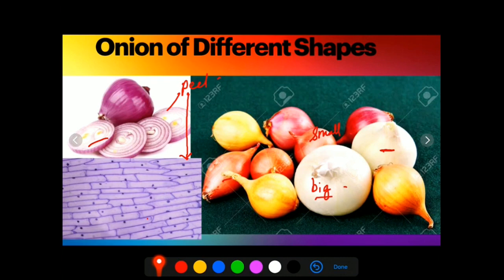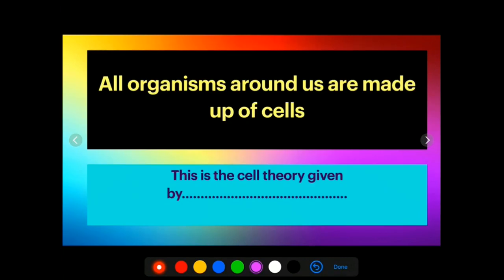Such slides can be made using a leaf, a root, a fruit, or a flower. Whatever slide you want to make, you can make it. And you'll finally see that they contain cells. So we come to a conclusion that organisms around us are made up of cells. This conclusion was reached 250 years ago by a pair of scientists. Do you remember who they are? Yes, this is the cell theory given by Schleiden and Schwann.